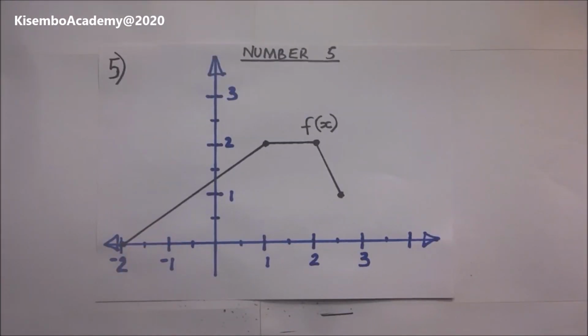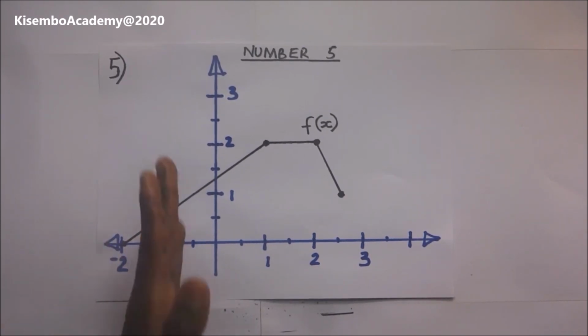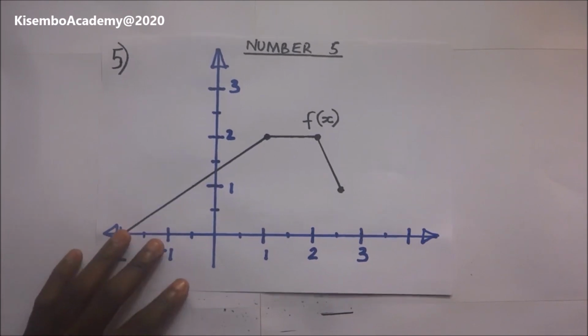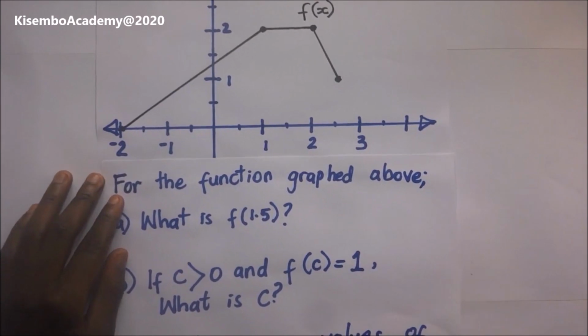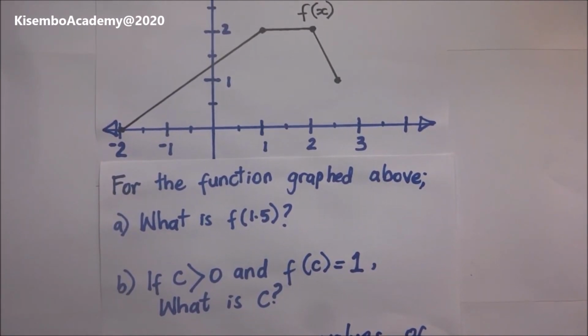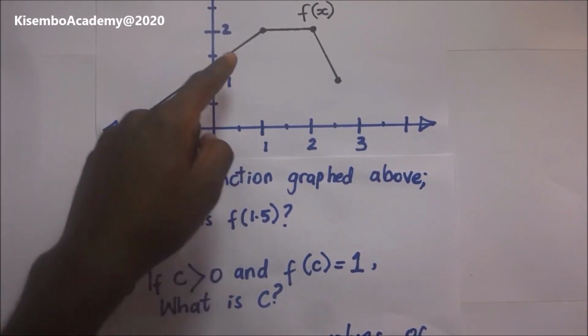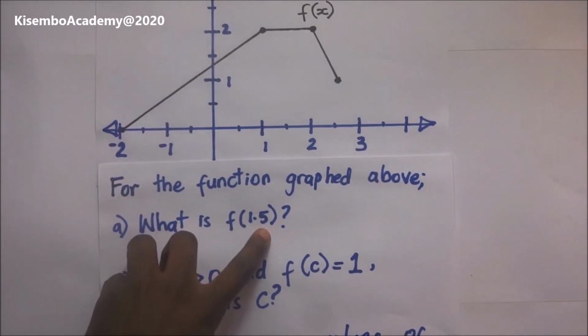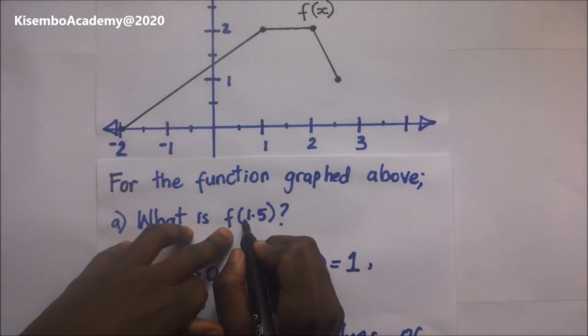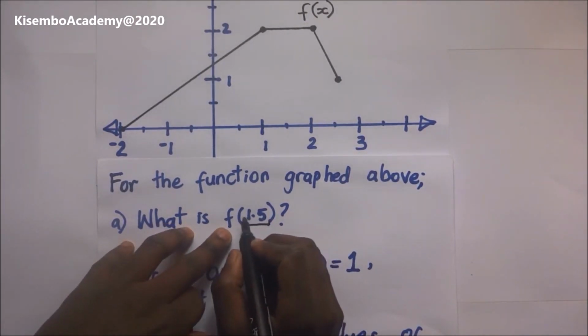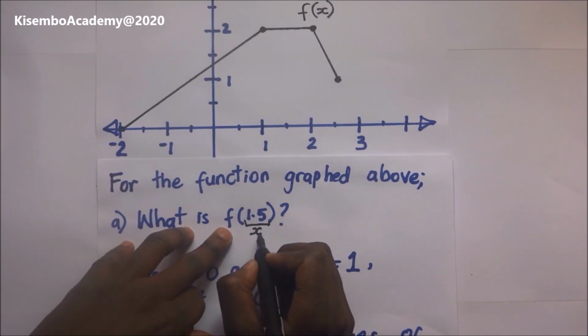So in our number 5, which is definitely the final number in this session, we are having a graph of f of x right here, and we have a few questions to answer in reference to this graph. We are being told that for the function graphed above, what is f of 1.5? They are asking what is the value of this function when the value of x is 1.5.